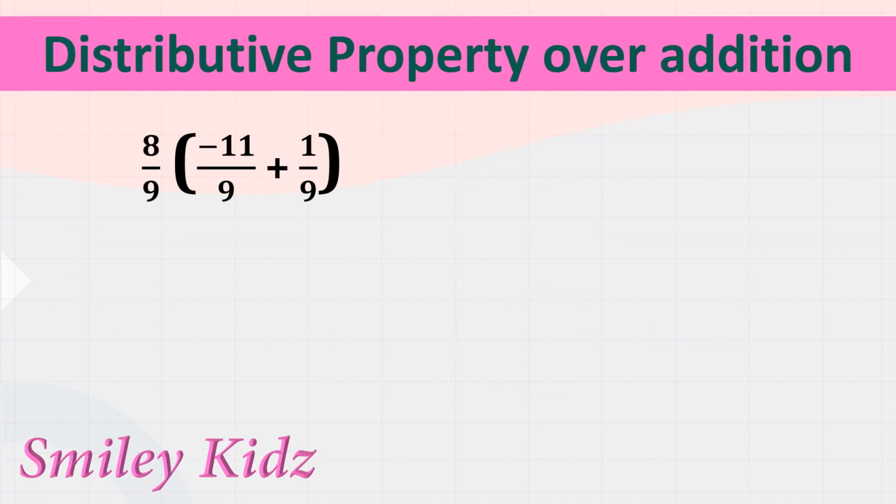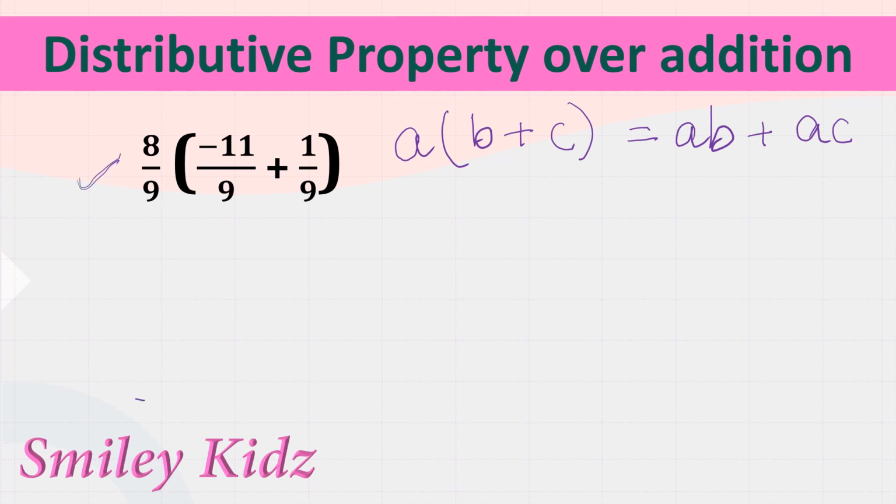First, let's see distributive property over addition. The property is A multiplied by (B plus C) is equal to AB plus AC. So let's apply the property and solve this example. A multiplied by (B plus C) is equal to AB plus AC, which is equal to 8 by 9 multiplied by minus 11 by 9 plus 8 by 9 multiplied by 1 by 9.